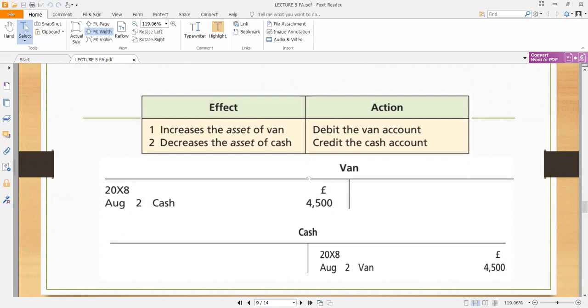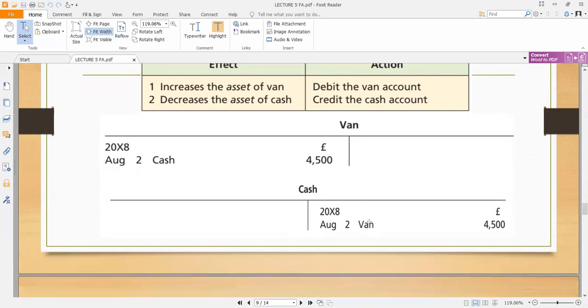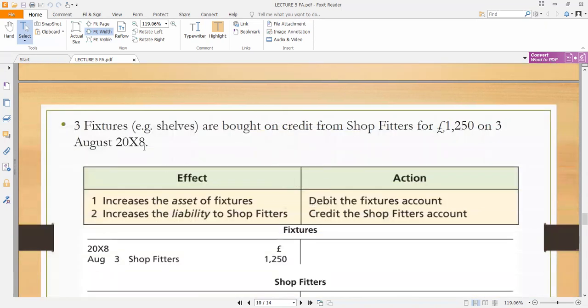So here is the van. Cash, 4,500 pounds, that is on the debit. That is showing that the money has gone out. Then here it is showing that the money is credited. That is for the second effect, if we sell the van. This is how we're going to represent it. So when we buy, it is going to be on debit. Then when we sell, it is going to be on the credit.